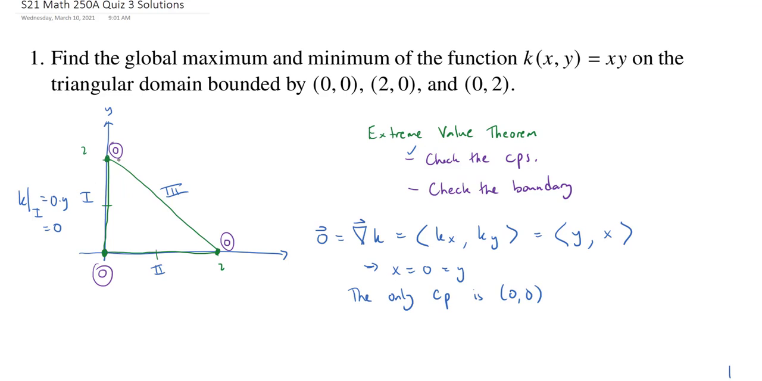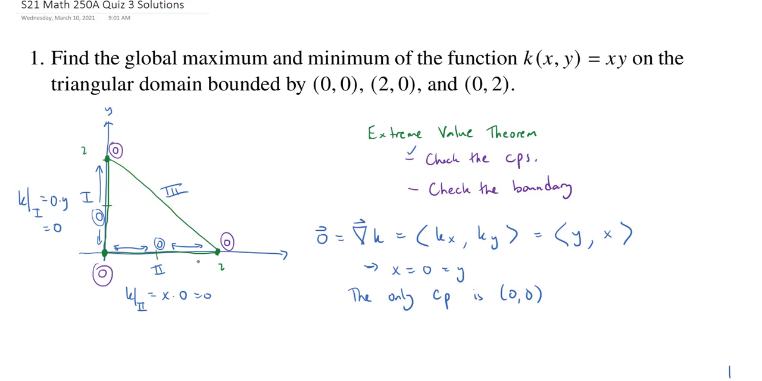So in fact, not only do we get zeros on the corners, we get 0 everywhere up and down this line. And similarly, if I evaluate k along line 2, now the y coordinate is 0. So this is always going to be x times 0, which is 0. So I get 0 everywhere along the bottom boundary as well.